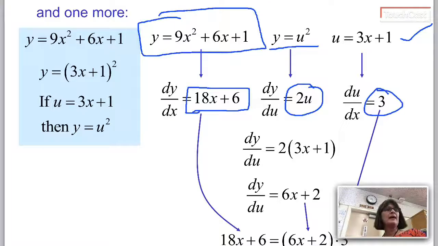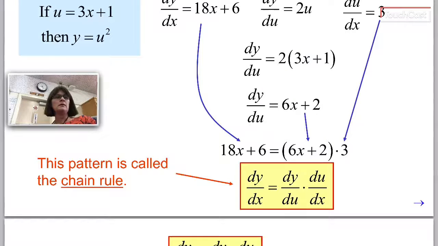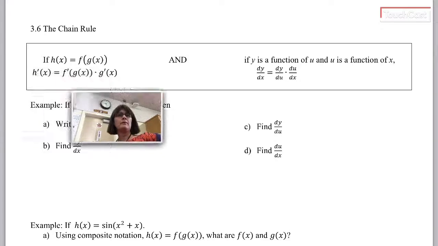And just notice, in the 2 examples we looked at, this happened: the derivative of y with respect to x is the same as the derivative of y with respect to u times the derivative of u with respect to x. So that's one of the 2 things written at the top of your notes paper.